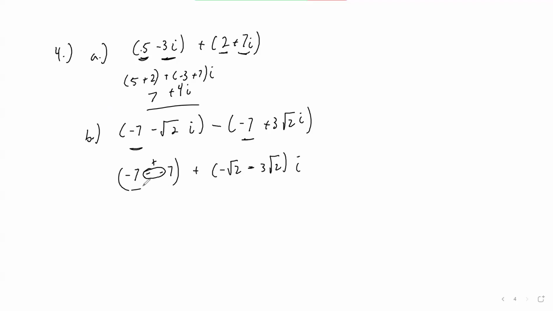So these two negatives make a positive. So negative 7 plus 7 is 0. So I don't have a real part. And then negative square root of 2 minus 3 square root of 2 gives me negative 4 square root of 2, because there's an imaginary 1 there, and square root of 2 stays the same. And again, you can write it like this, or negative 4i square root of 2.